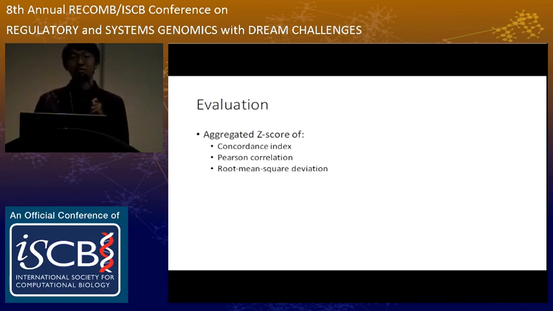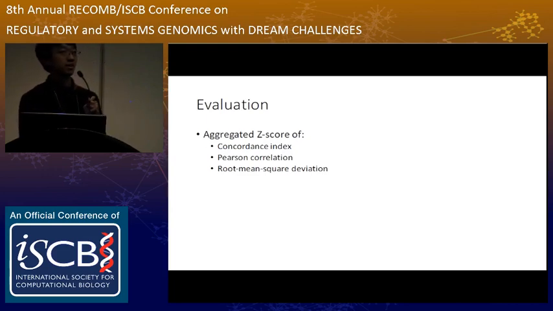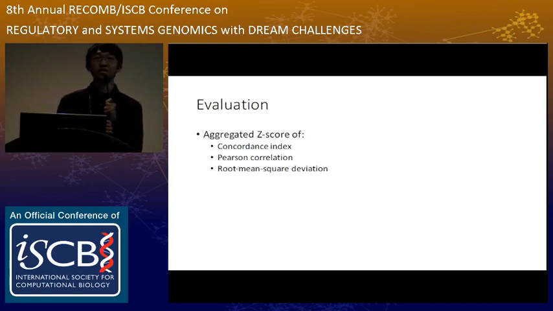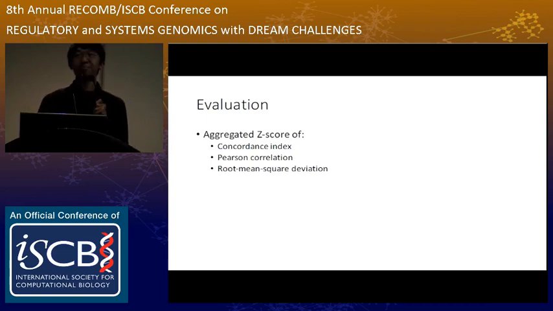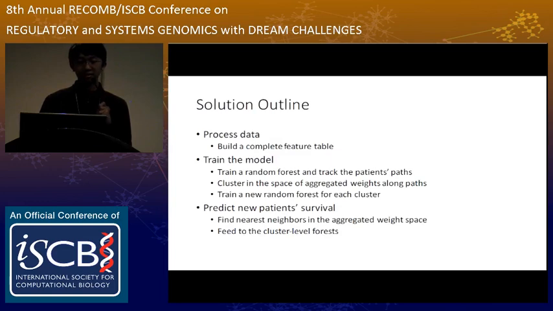As I said before, the evaluation of the challenge is the aggregated score of concordance index, Pearson correlation, and root mean square deviation. The data released by the challenge organizers are sums, but I'm using averages in this presentation. They're basically the same. Okay, so here comes the most interesting part. I will first give an outline of my approach and then go into some details step by step.